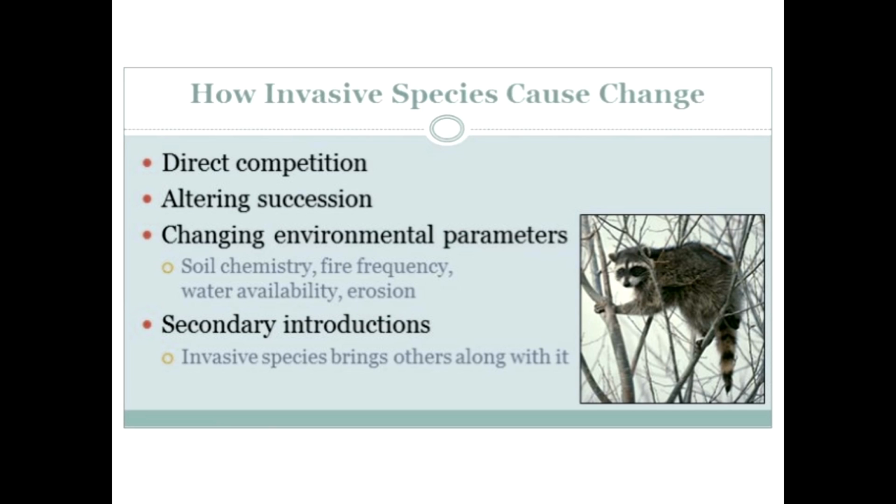They can also change environmental parameters, so invasives can change soil chemistry, they can increase soil nitrogen, acidity, things like that. They can alter fire frequency, change the water availability, increase or decrease erosion. There's also other factors, I'm sure, but those are some of the most common ones. And it's also possible for an invasive species to bring along another invasive species with it.